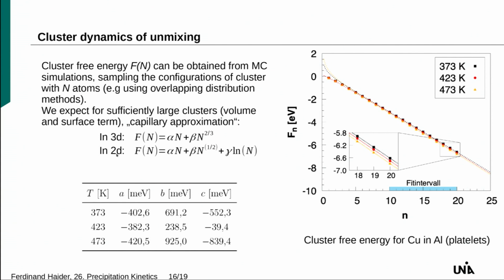For a two-dimensional cluster, this slightly changes. You keep this term proportional to n, and two-dimensional because in this thesis he studied the formation of these Guinier-Preston zones, which are platelets in this aluminum copper system. And then the interfacial area goes with size power 1/2. And then if you want to do it nicely, you add this logarithmic term. You could add it here as well, but it's of not very high importance.